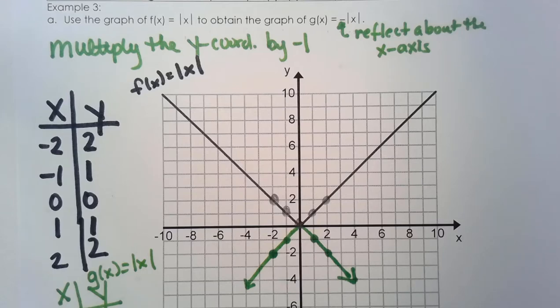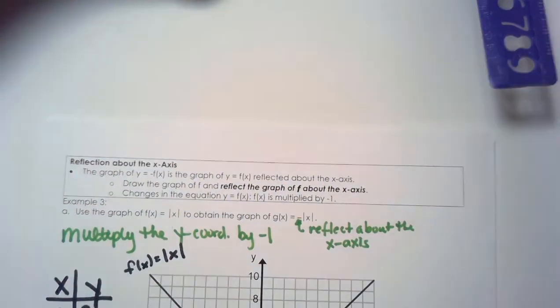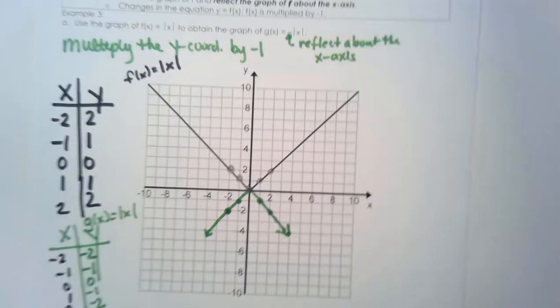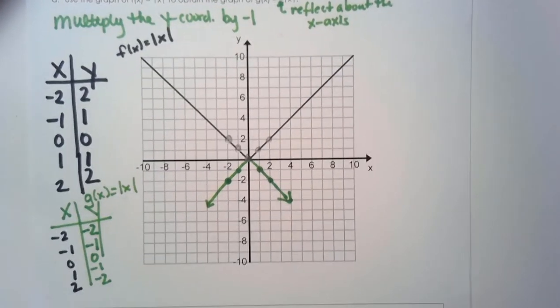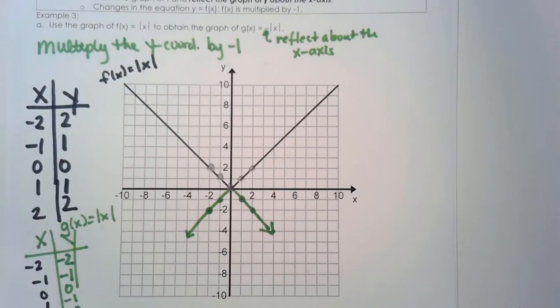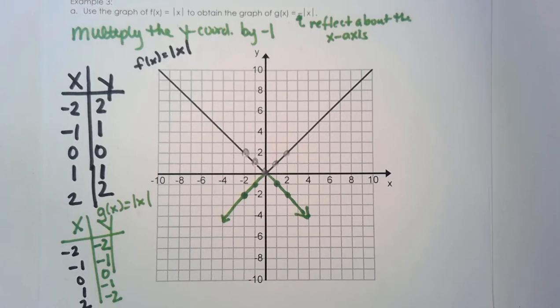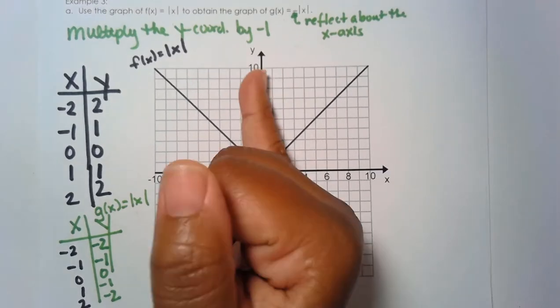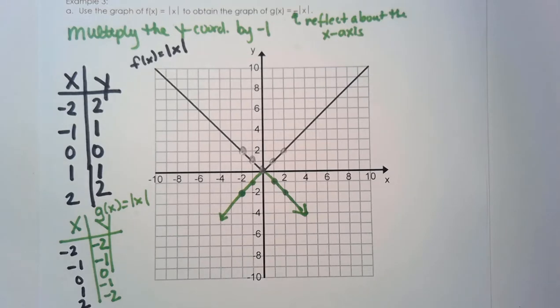Now, let me adjust my screen here, my camera, because I want you to see the entire paper for the most part. Okay. Now, let's look at reflect about the y-axis. The y-axis, the vertical line.